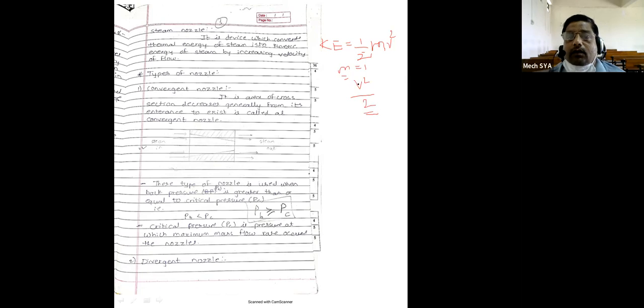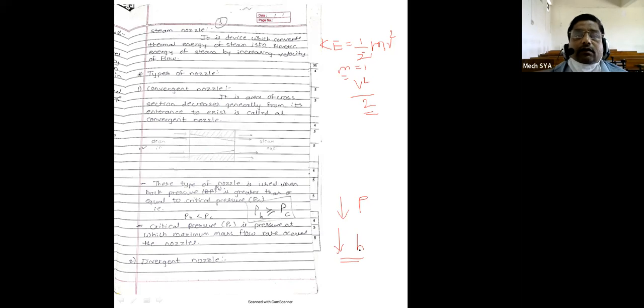So we are increasing the velocity by decreasing the pressure, and that device we call a steam nozzle. Note down: it is a device which converts thermal energy of steam into kinetic energy of steam by increasing velocity of flow. How are we decreasing thermal energy? Expansion takes place, so pressure is decreasing, or enthalpy is decreasing, meaning expansion is taking place in the nozzle. The device in which the expansion takes place, we call a steam nozzle.